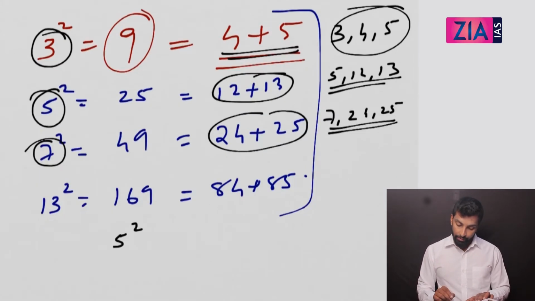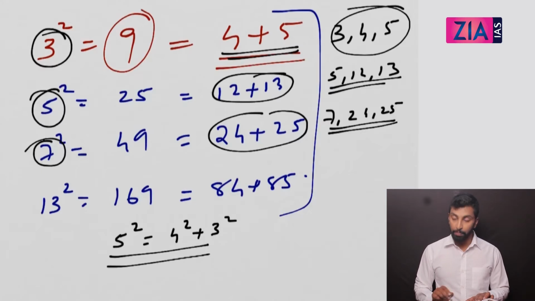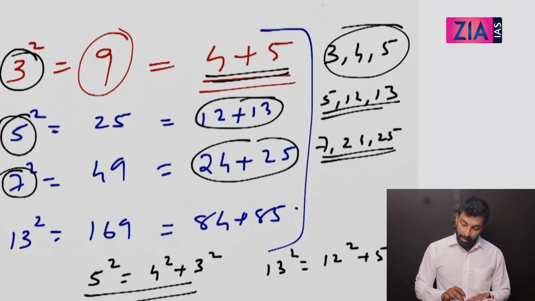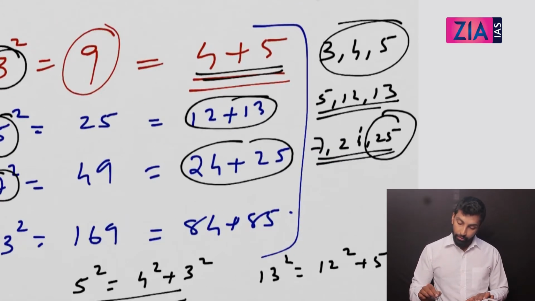So it's actually 5 square is equal to 4 square plus 3 square. It's a Pythagoras triplet. Similarly, 13 square is equal to 12 square plus 5 square. Similarly, 25 square is equal to 24 square plus 7 square. So now, what is the application of this?